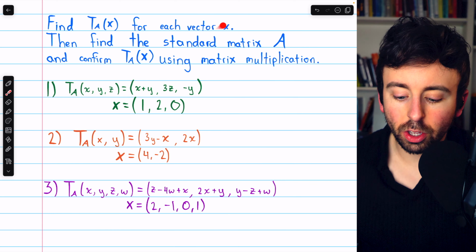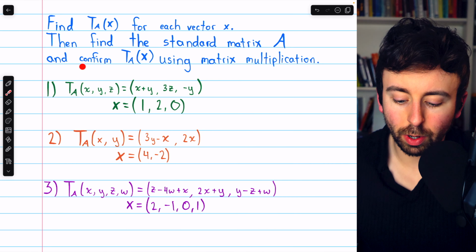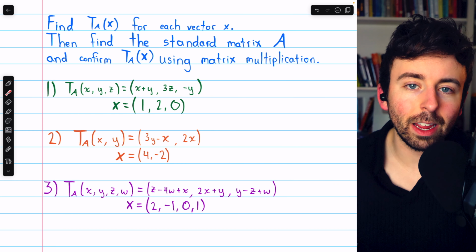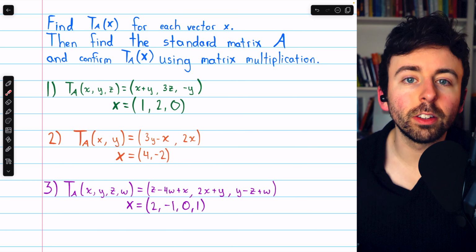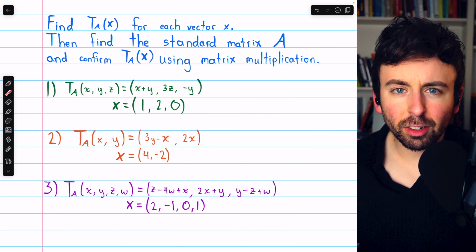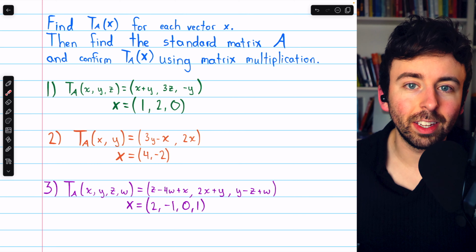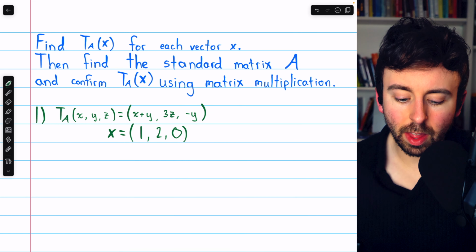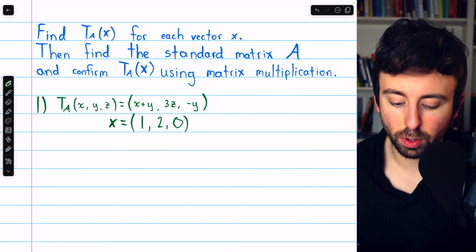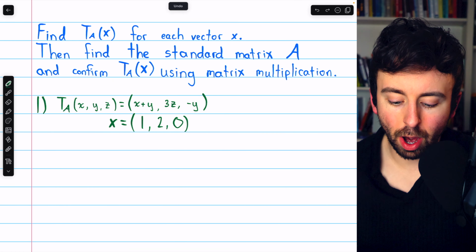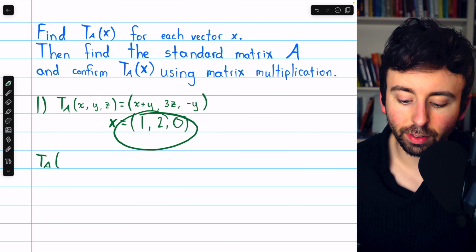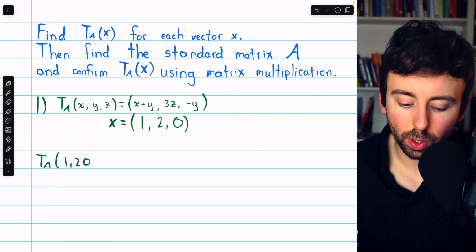So once we evaluate the transformation of each vector, we'll also find the standard matrix for the transformation and confirm the image we found using matrix multiplication, because linear transformations between real n spaces are actually just multiplication by matrices. They are matrix transformations. If you need more of a thorough introduction to this stuff, there are links in the description to my lessons introducing these topics. But let's go ahead into problem 1 and evaluate the transformation T_A of this given vector, (1, 2, 0).